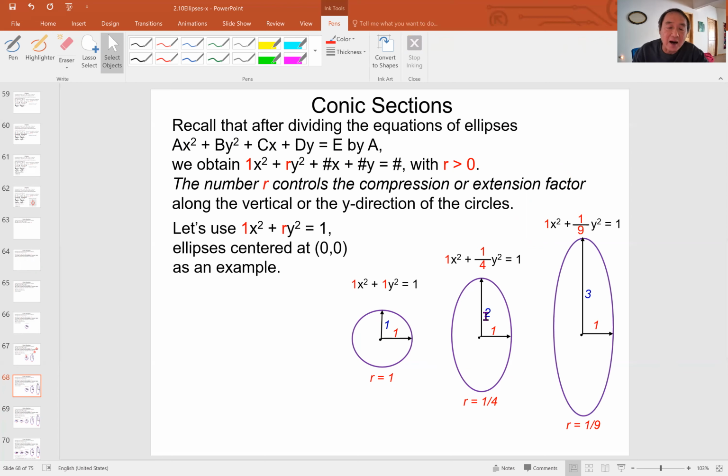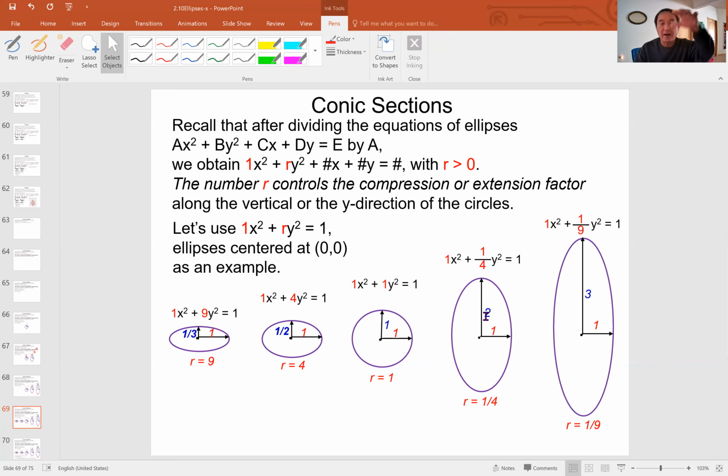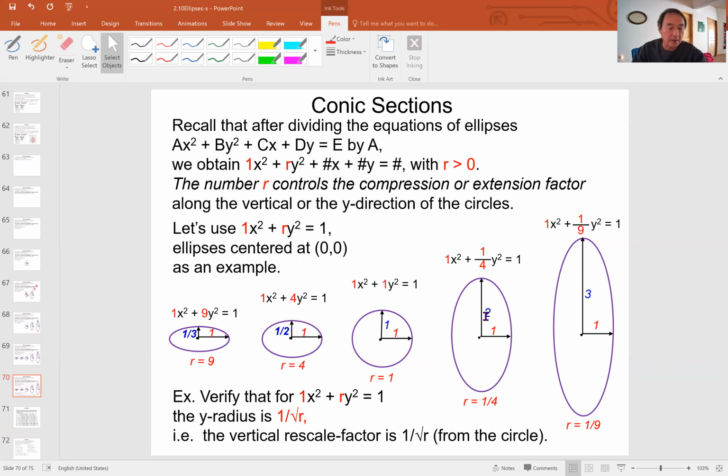On the other hand, if the number r is more than 1, like 4, then that is the square of 2y. The reciprocal of 2 is half. Hence, I squash the circle, and same thing with a 9 there. So that's what we mean by that. R is a compression factor, and this is the formula for that. You can check that easily. Okay, and that's it. Bye-bye.